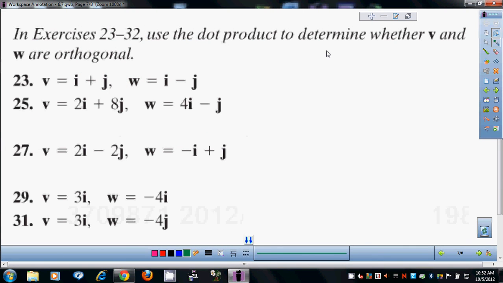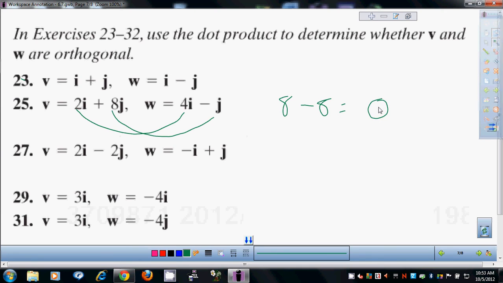Use the dot product to determine whether the 2 vectors are orthogonal. That just means that they're perpendicular. So all you'll have to do here is literally multiply them. If it's 0, they're orthogonal. If it's not 0, they're not orthogonal. And that's all you have to do. So let's look at 25. 2 times 4, 8. 8 times negative 1, negative 8. Add those together, what do you get? Are they orthogonal? Yes, they are. They are perpendicular. Anything other than 0, and the answer is no, they're not.